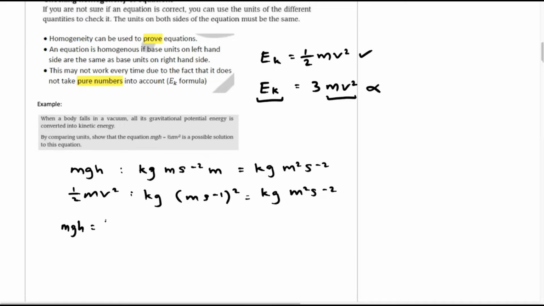mgh equal to half mv squared is homogeneous, and hence it is a possible solution.